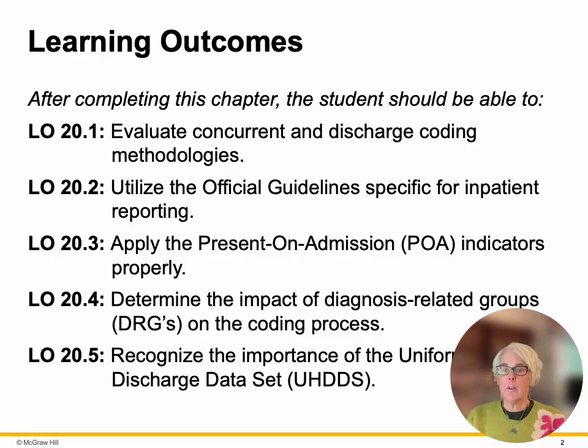Third, you'll learn how to assign POA indicators correctly so we can show which conditions were present on admission, or POA. Fourth, you'll see how DRGs, or diagnostic related groupings, are built from your codes and how they impact hospital payment. Lastly, you'll understand why the UHDDS, the Uniform Hospital Discharge Data Set, is the backbone of inpatient data reporting in the United States.